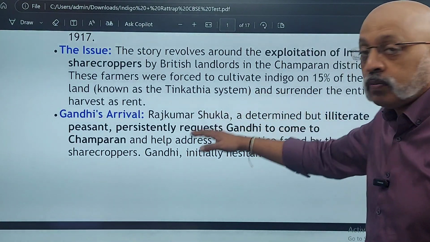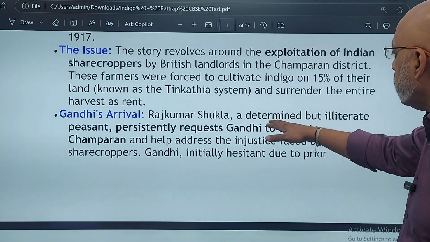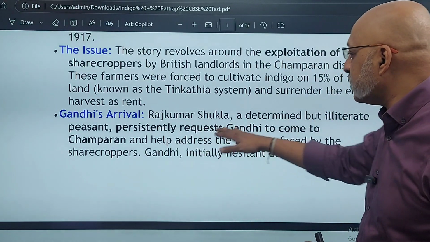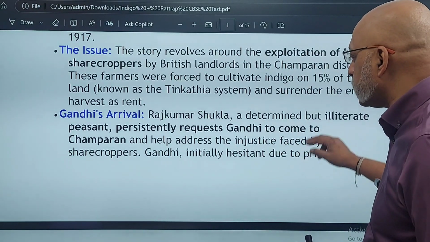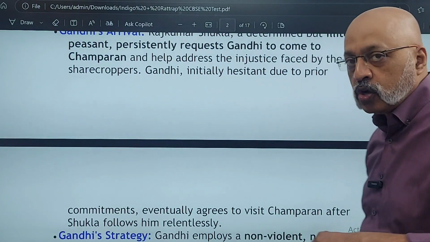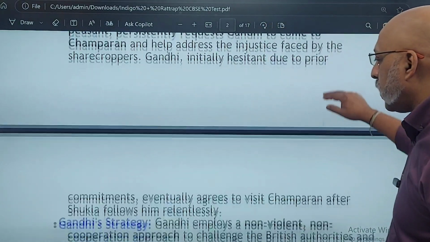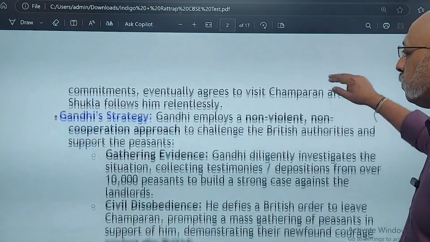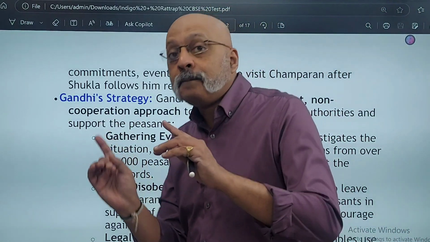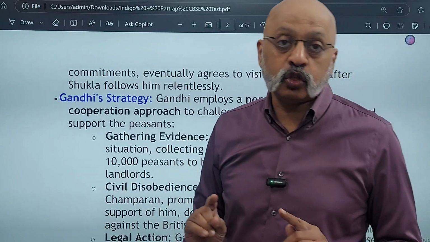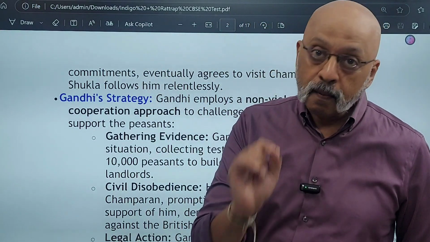Gandhi's arrival: Rajkumar Shukla is an important character in this particular story. He is a determined but illiterate peasant who persistently requests Gandhi to come to Champaran and help address the injustice faced by the sharecroppers. Gandhi initially is hesitant because he's not sure about whether he should go there. He has his doubts due to prior commitments. Eventually he agrees to visit Champaran after Shukla follows him relentlessly. He does not give up. So the persistent side of Rajkumar Shukla is another facet of his personality that you should make a note of.